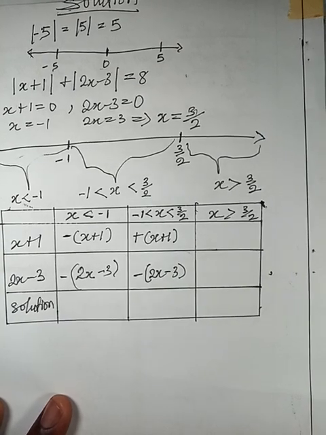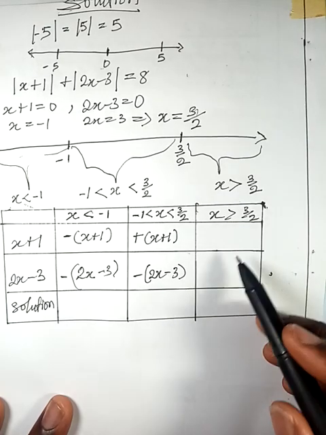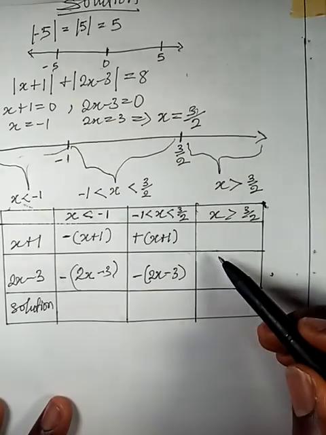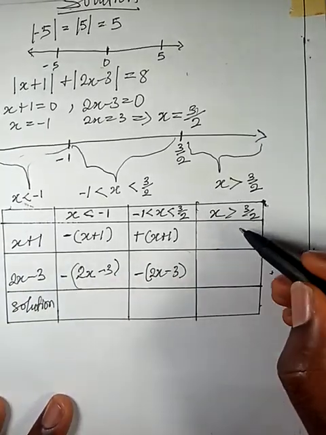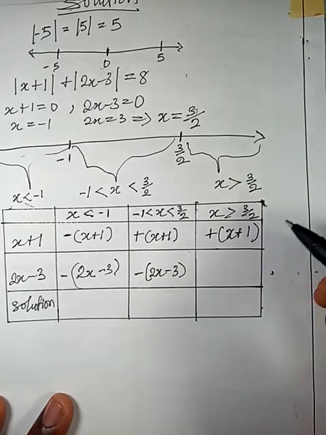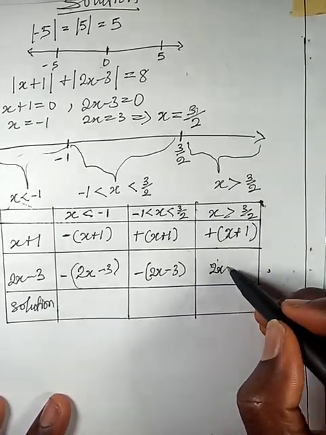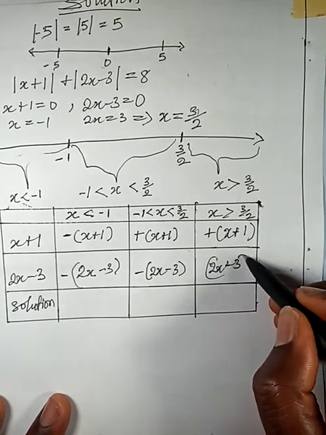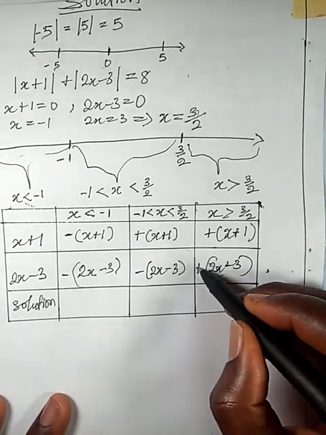So we have, what can we pick here? Let's pick 2 for this expression. 2 plus 1 is 3, so this expression will be positive here. Let's also use the same 2 here. 2x minus 3. If we pick 2, 2 times 2 is 4 minus 3 will give me 1. This expression is also positive.